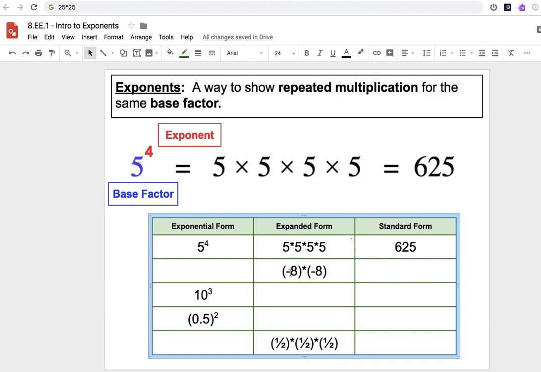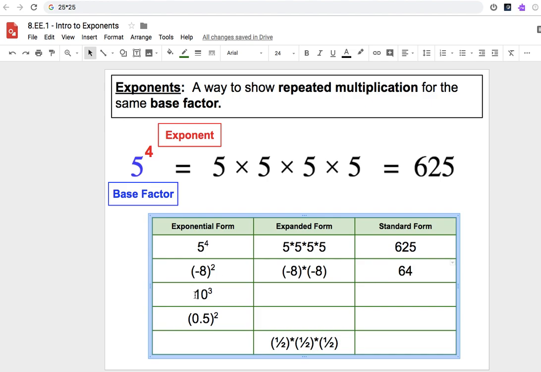If we ever see -8 times -8, 2 copies of -8 multiplied together, we could rewrite that in exponential form as -8 squared, or -8 to the power of 2. We see the power of 2 has a special name, it's called squared, so if you ever hear something squared, they mean raise it to the 2nd power. If I do -8 times -8, we see a negative number times a negative number actually makes a positive 64.